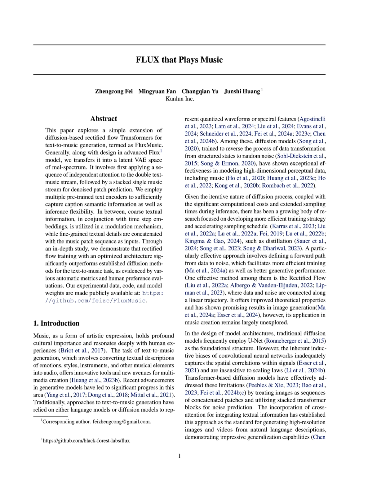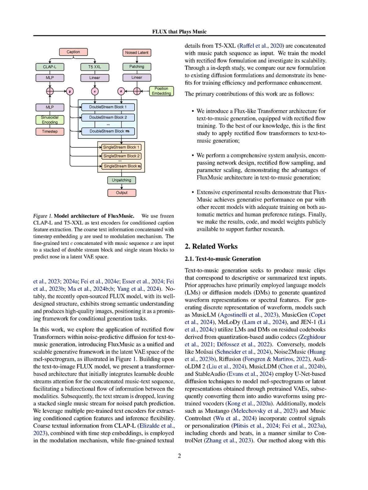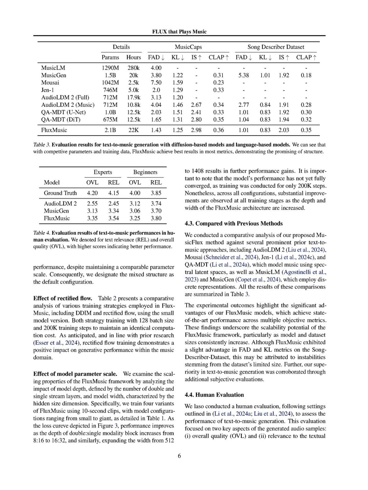The model integrates both textual and musical modalities through a double-stream attention mechanism, allowing for a more nuanced interaction between text and music, which previous methods often lacked. Additionally, FluxMusic operates within a latent VAE space of the MEL spectrogram, improving the representation of music and facilitating better noise addition during training. Overall, FluxMusic fills the gap by providing a scalable and effective framework that leverages advanced architectural designs and training strategies to achieve state-of-the-art performance in text-to-music generation.